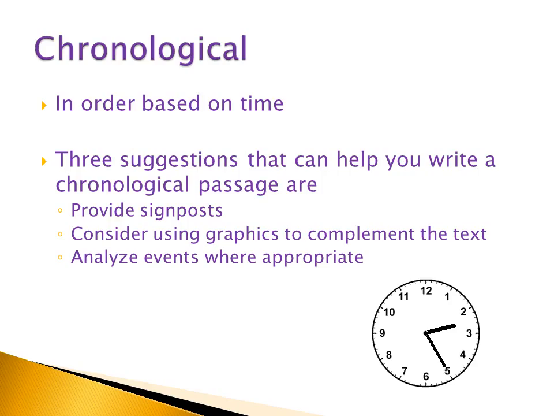The first basic organizational pattern that we would like to present to you is chronological. When using this format, you can organize the information in the order that it occurred or in the reverse order that it occurred. There are three things that can help you write an effective chronological document. These things are providing signposts, considering using graphics to complement the text, and analyzing the events where it is appropriate to.